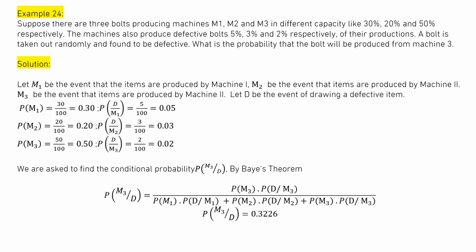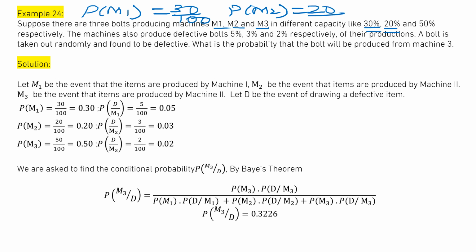Okay, let us see one more question. So here they have given M1, M2, M3. So there are three different machines. So how can I name it? I can name it probability of M1, P of M1, and they say 30%. So that means 30 by 100. Then probability of M2, the second machine, which produces 20% of the items. So that is 20 by 100. And then 50% from M3. So that means P of M3 is equal to 50%, that is 50 by 100.